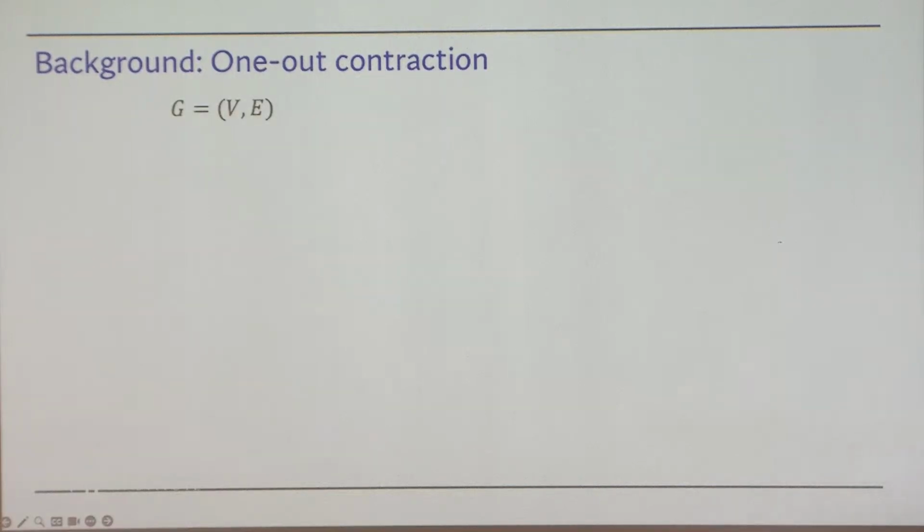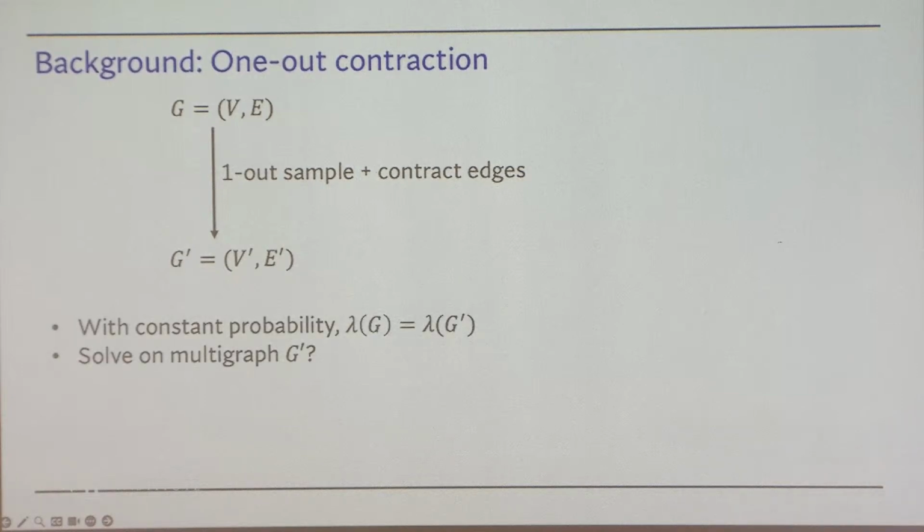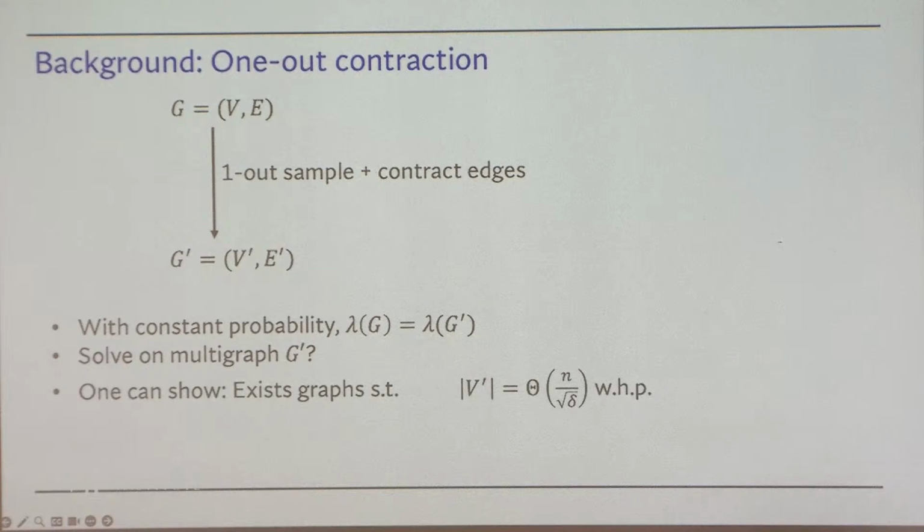Right, so that is promising. You can take the graph G, do one-out sampling, contract those edges that you have sampled, and you never cross the min cut. So you preserve all the min cuts, and then solve on the graph that you have gotten by contraction. But you can show that it doesn't really reduce the number of vertices that much.